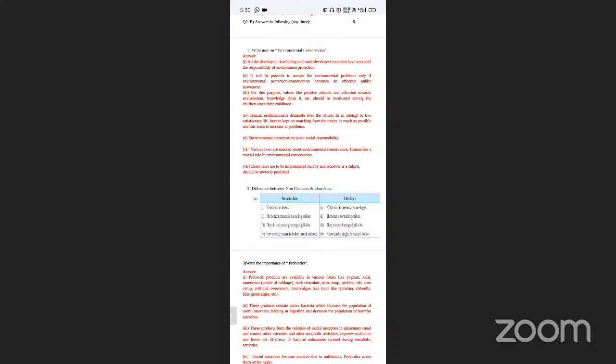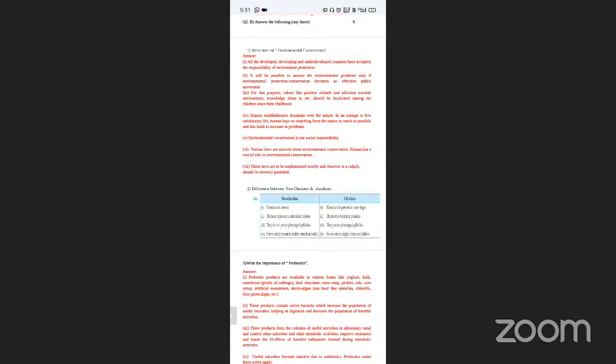Second point, it will be possible to answer the environmental problems only if environmental protection and conservation becomes an effective public movement. If we all work together, all the people come together and try to protect and conserve this environment, then only will it be possible to conserve the environment and answer the environmental problems.